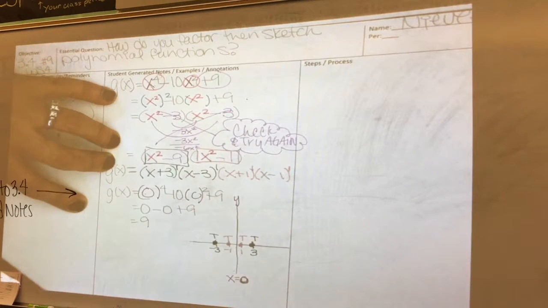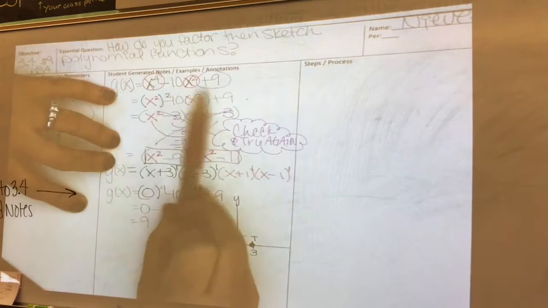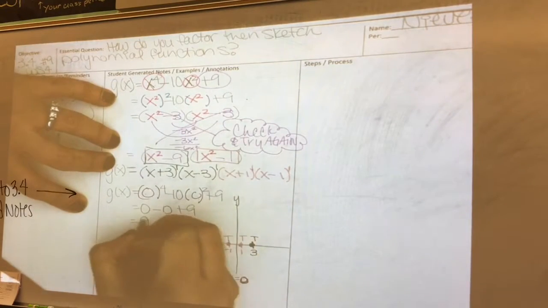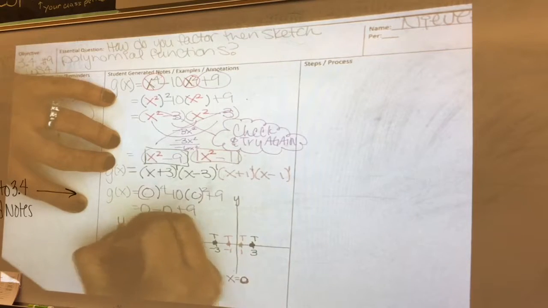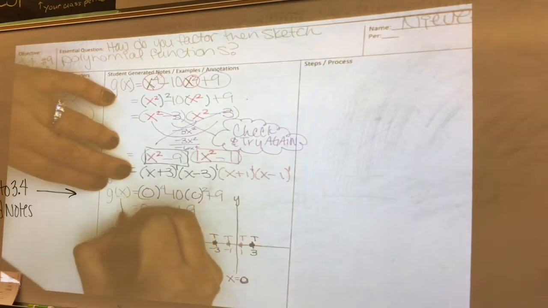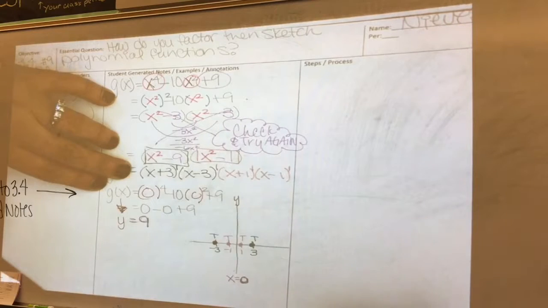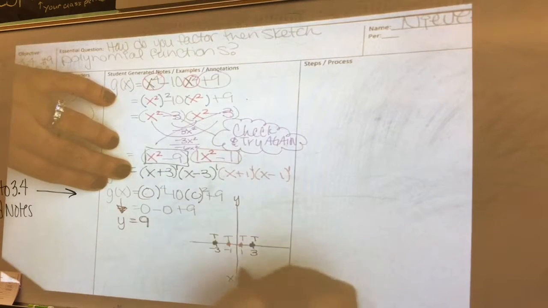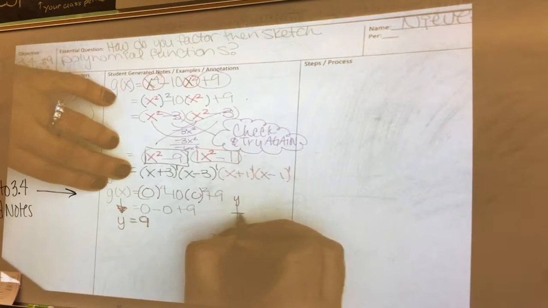And then how'd you get the negative 10 from the top? So yes, negative 10 and plus 9 are from that one. Okay, so I end up with a 9. And that's a y number, right? Doesn't g of x equal y? Yeah. Okay, so is 9 on the top part of the y-axis or the bottom? Top, good.